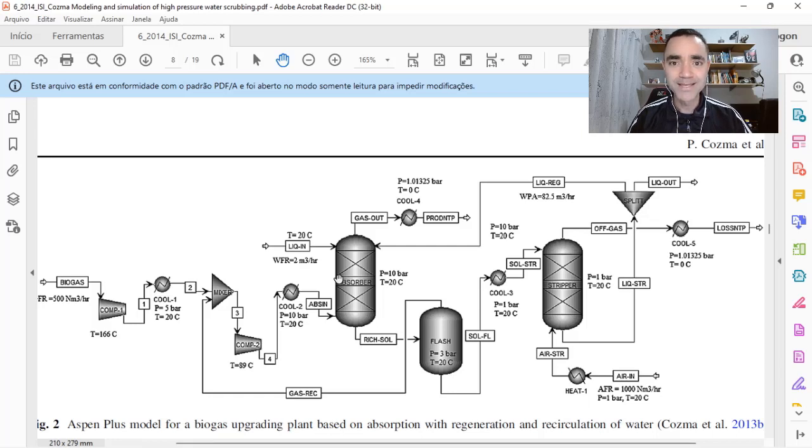Hello guys, I'm back. Some days ago I told you that there are at least two improvements to be done in this process flow diagram. And today I will share with you my comments.